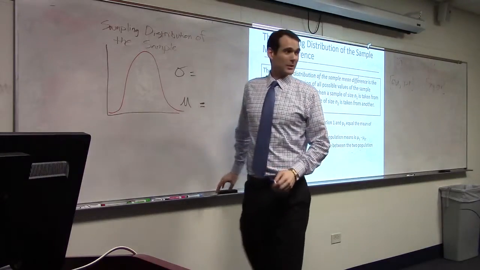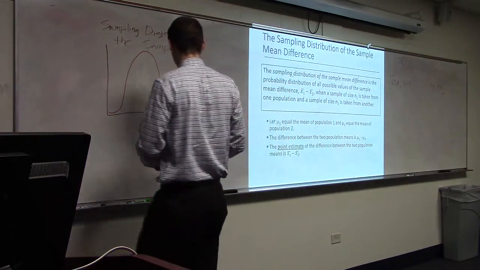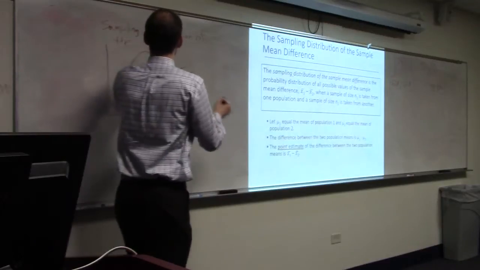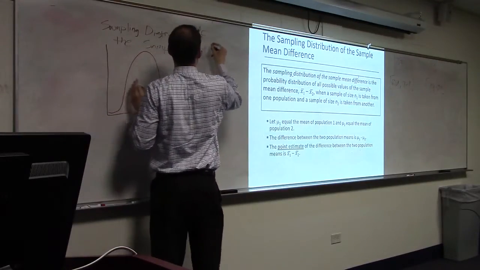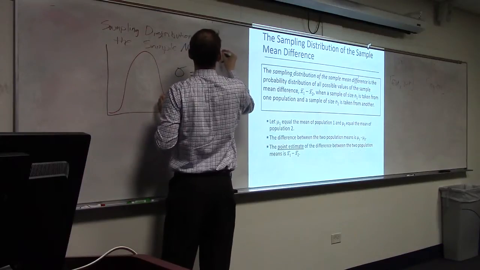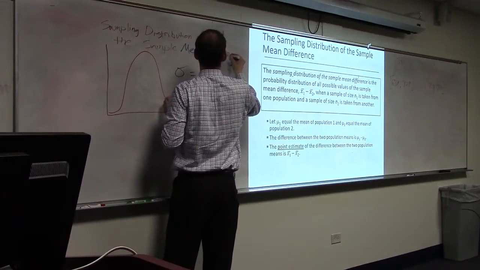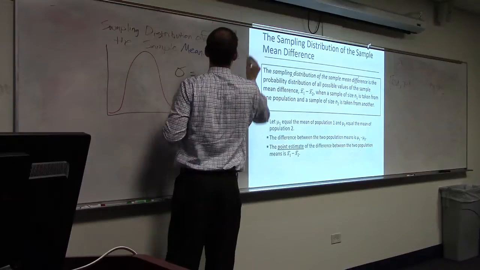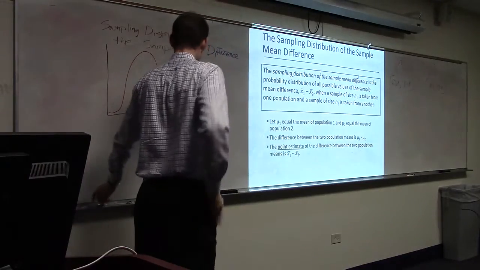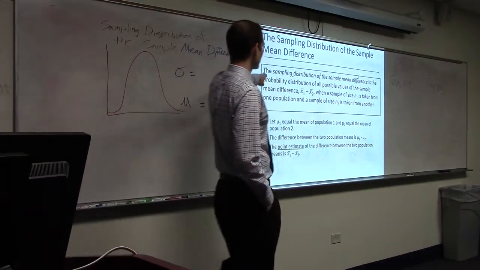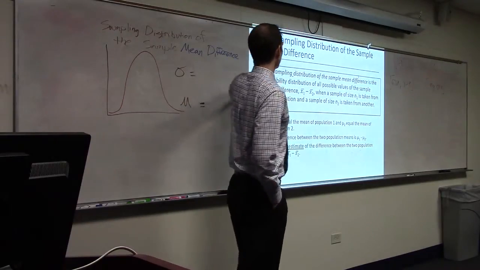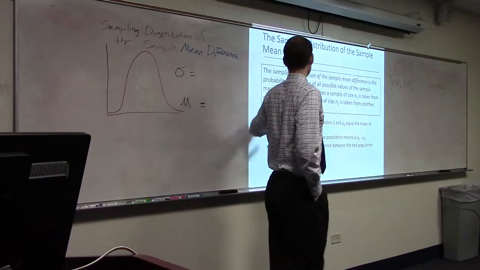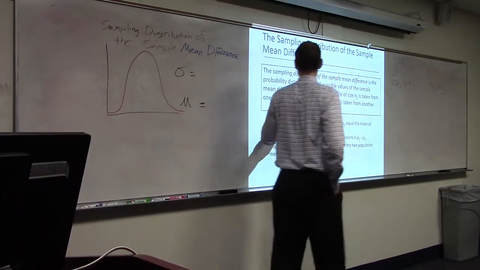It will follow all the same properties, except this time we're going to call it the sampling distribution of the sample mean difference. The sampling distribution of the sample mean difference is the probability distribution of all possible values of the sample mean difference, X bar 1 minus X bar 2.